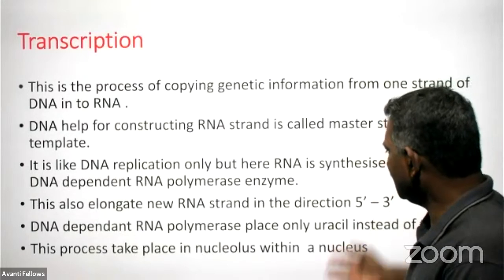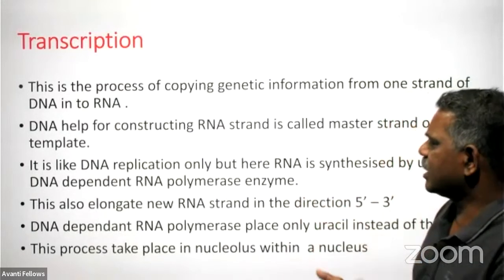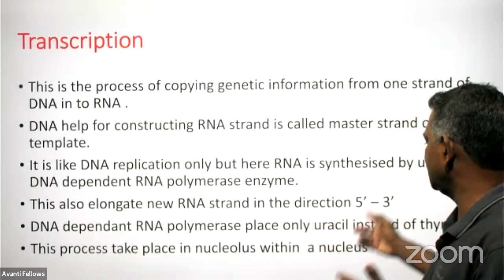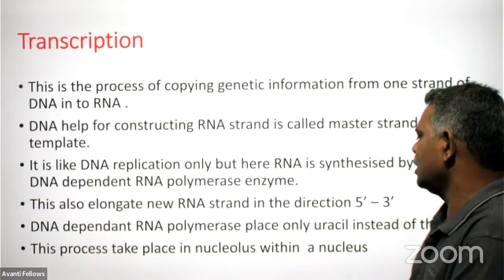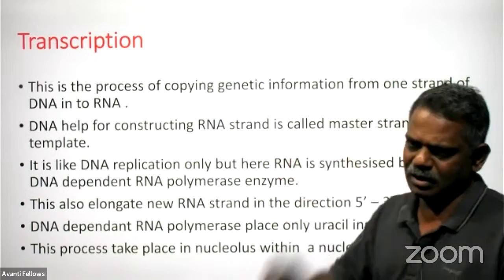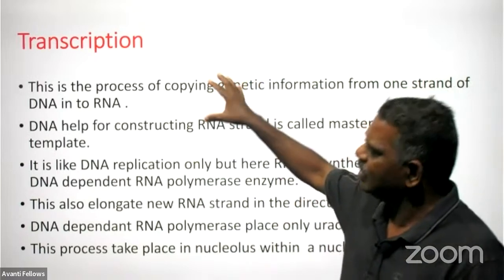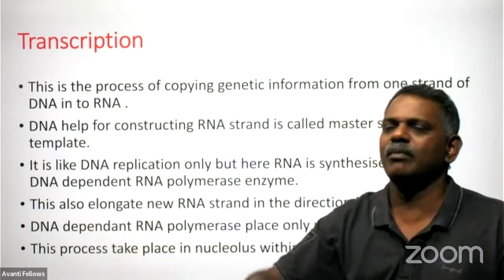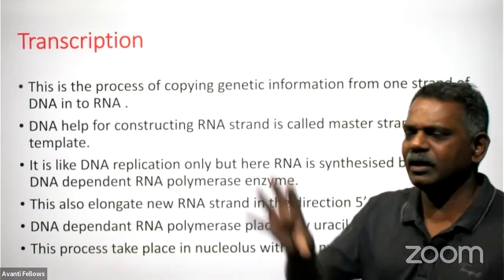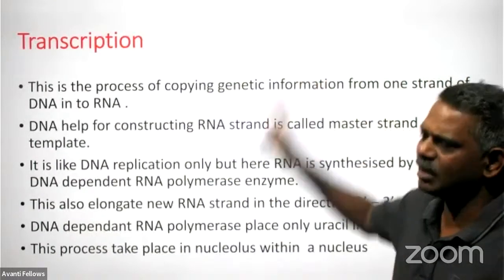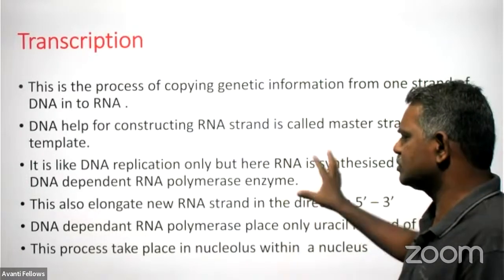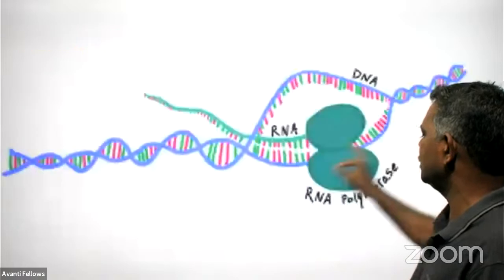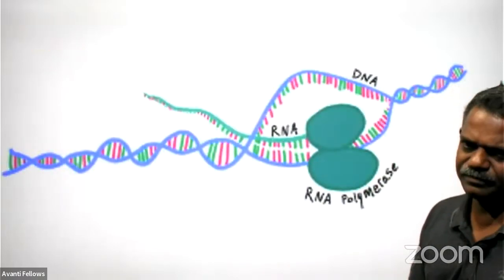So naturally, instead of thymine, this RNA polymerase enzyme places only uracil, and this process takes place in the nucleolus within the nucleus. You know, from the DNA only it is copied to the RNA, and DNA is located inside the nucleus, it never comes out. So naturally, the process of transcription takes place only in the nucleus, particularly in the nucleolar region.